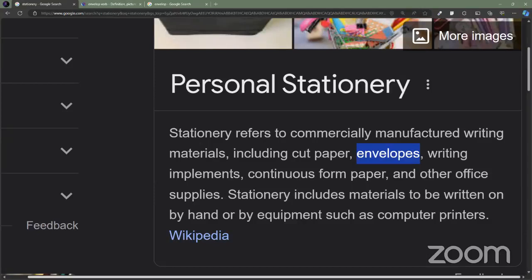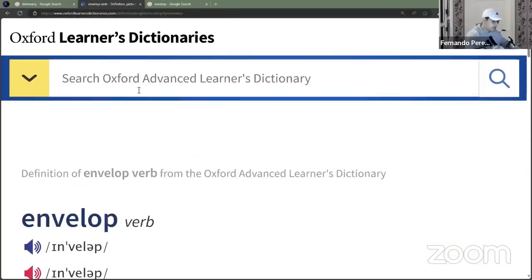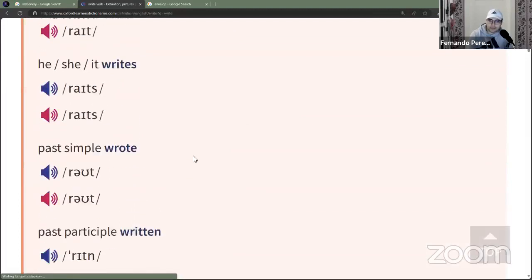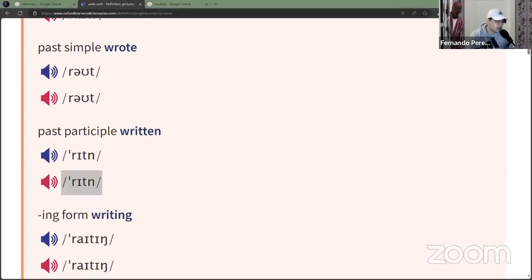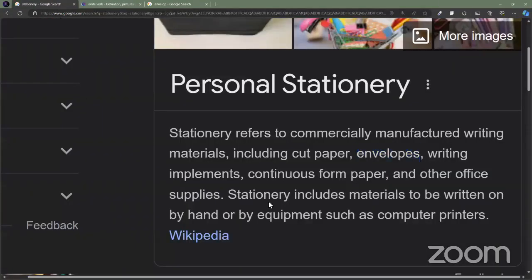Including coat papers, envelopes, writing implements, continuous form paper, and other office supplies. Stationery includes materials to be written on by hand or by written. What is the past participle of write? Written, wrote. Okay, let's go again. Write in present. Wrote in past. Written, exactly. Written. Okay. Stationery includes materials to be written on by hand or by equipment, such as computer printers.